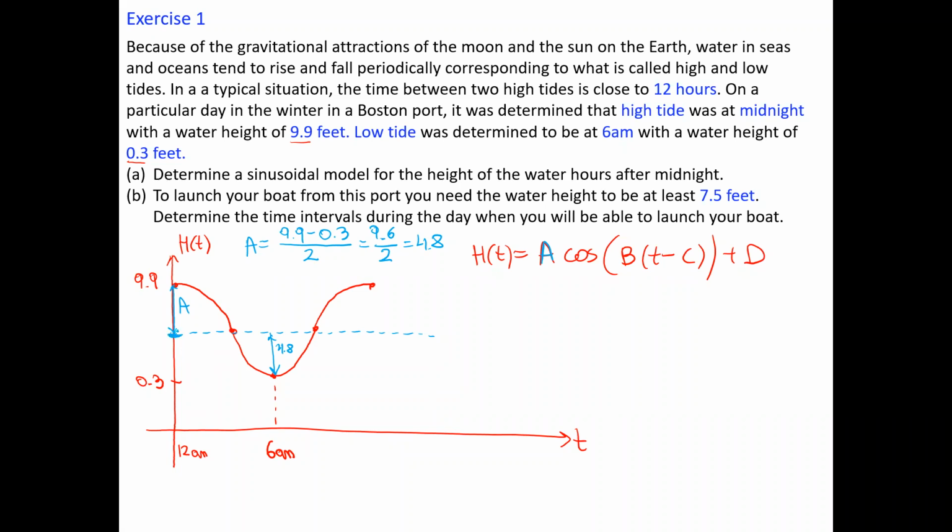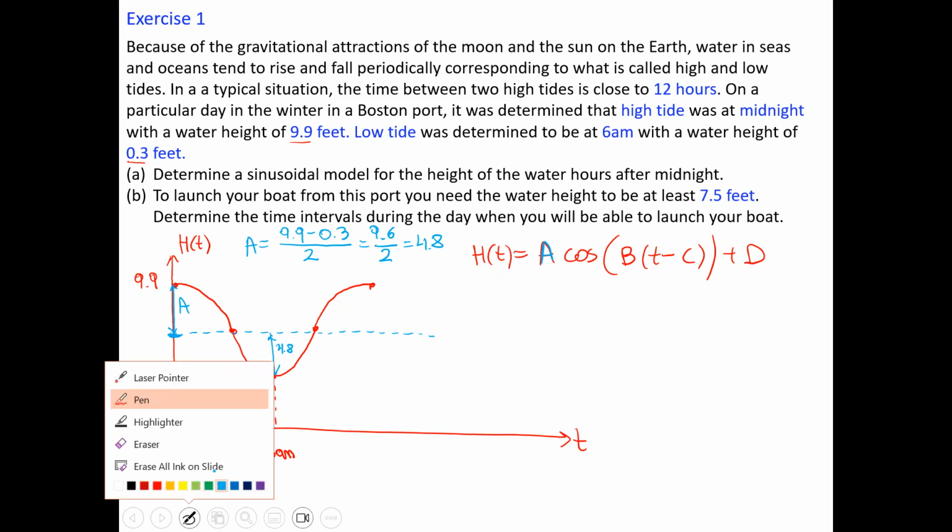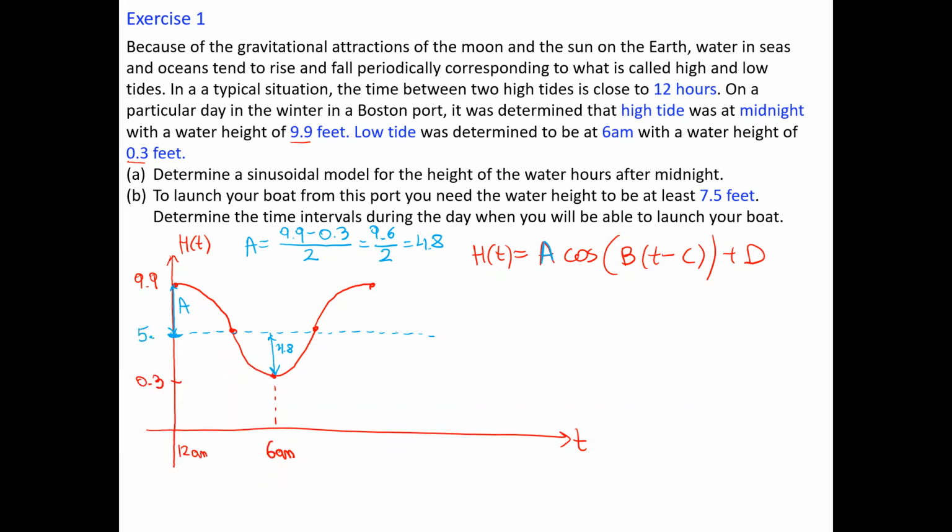The midline will indicate the quantity D, because that's normally the midline for the cosine function; for sine it is 0, and we shifted that number of units. Okay, 0.3 plus 4.8, I think, is, actually I can use blue also, 5.1. Okay, that means D will be 5.1. And 4.8 plus 5.1, because we're shifting everything.